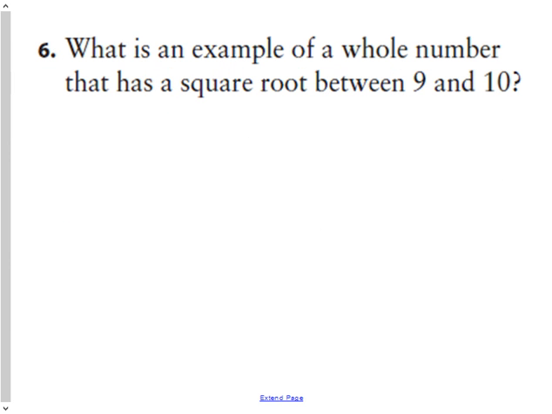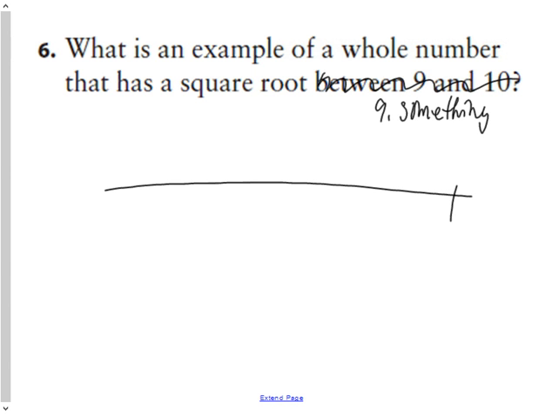The next question is question 6. It says, what is an example of a number that has a square root between 8 and 9? Another way to read this would be 9 decimal something. What's a whole number that has a square root of 9 decimal something? Well, we know that the first whole number that has a square root of exactly 9 is 81. So therefore, the first whole number that has a square root of 9 decimal something would be 82. And that would be their first one.